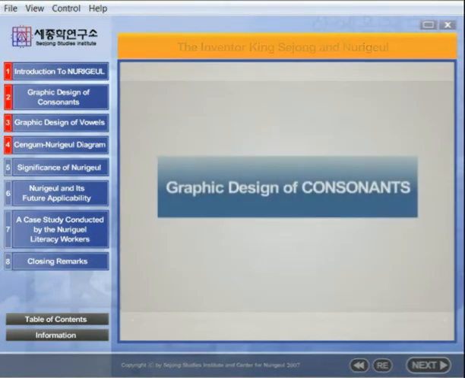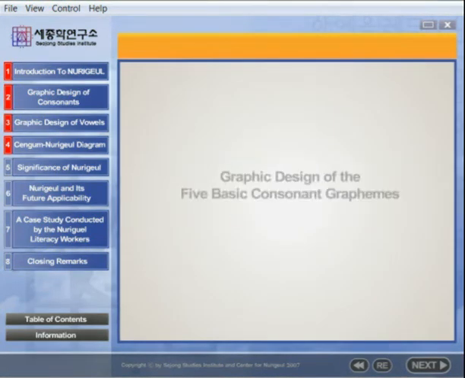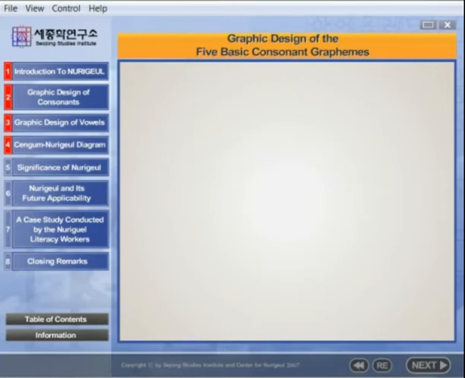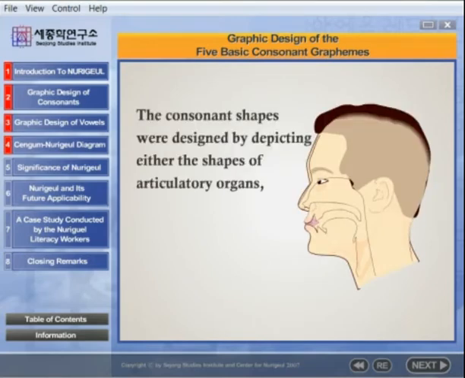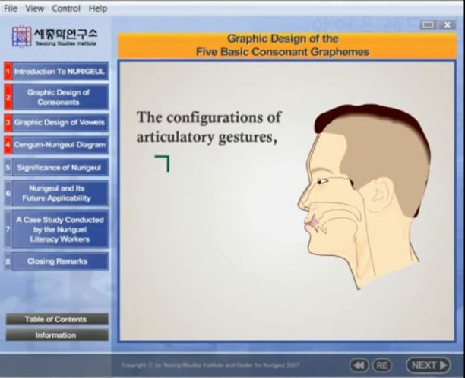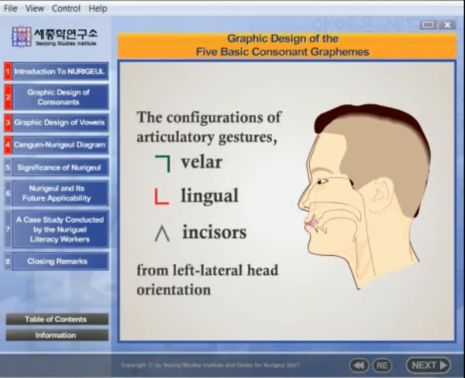Graphic design of consonants. Graphic design of the 5 basic consonant graphemes based on the left lateral head position. The consonant shapes were designed by depicting either the shapes of articulatory organs, such as throat and lips, from frontal observation, or the configurations of articulatory gestures, such as the velar, the lingual, and the incisors, from left lateral head orientation.